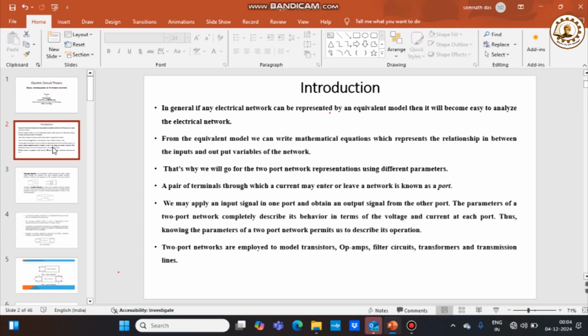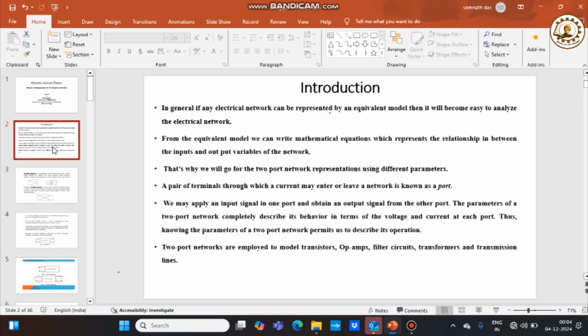Before going into the details about the different parametric representations, first of all we should understand what a port is. A port means a pair of terminals which are attached to the electrical network. Through the terminals a current may enter or leave the network.